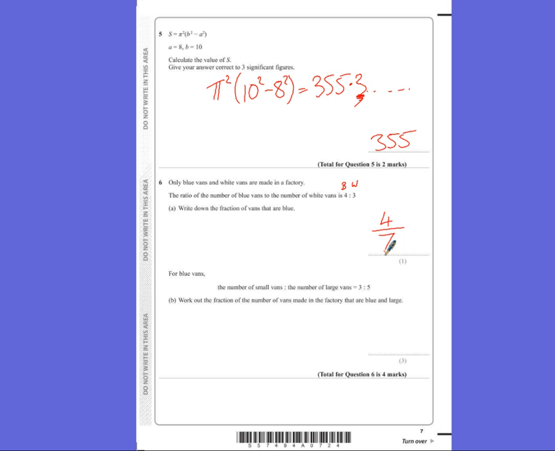For the blue vans, the small vans to large vans is in the ratio of 3:5. Work out the fraction of the number of vans made in the factory that are blue and large. So the fraction that are blue is 4/7, and we're going to multiply these together, we want the ones that are large. So small to large, the large is the 5, so it's going to be 5 out of 8 vans made that are blue would be large. So we multiply that together, 4 times 5 is 20, and 7 times 8 is 56. And again, you can simplify that down to 5 over 14.